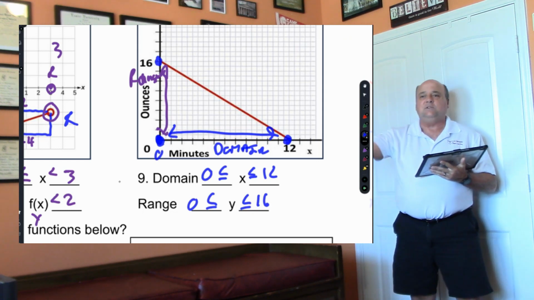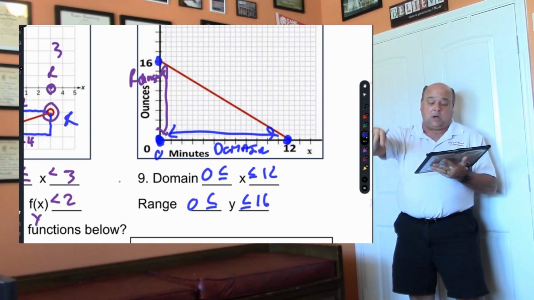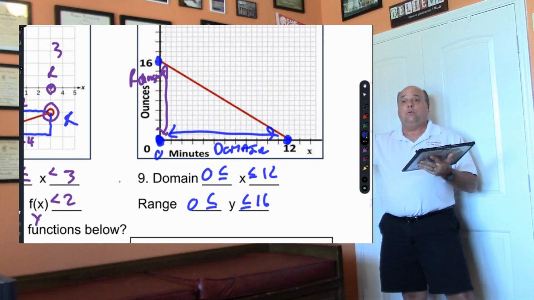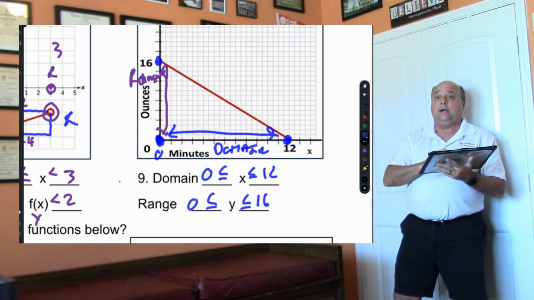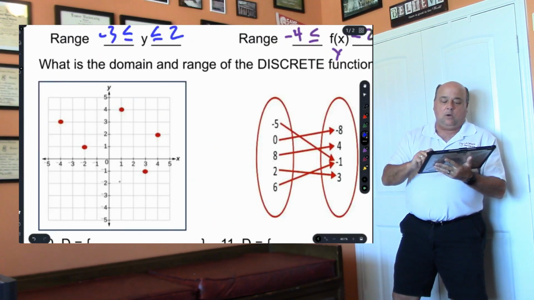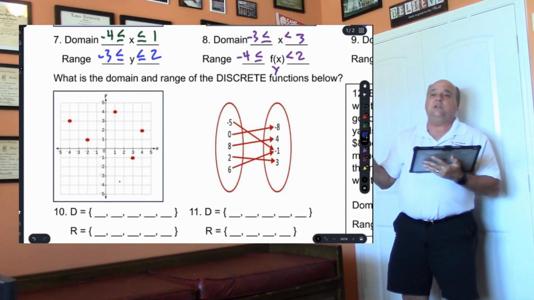The y-intercept is the initial amount of ounces on this problem. At 12 minutes, you would run out of whatever ounces there are. You would have 0 ounces. Let's keep going. What's the domain and range of the discrete functions?